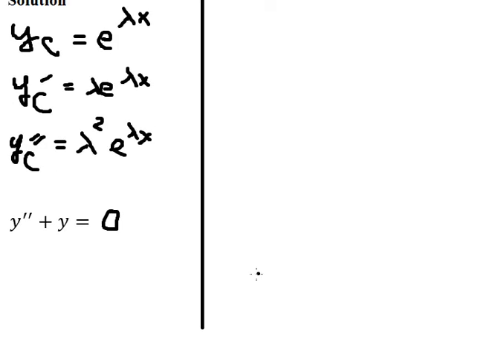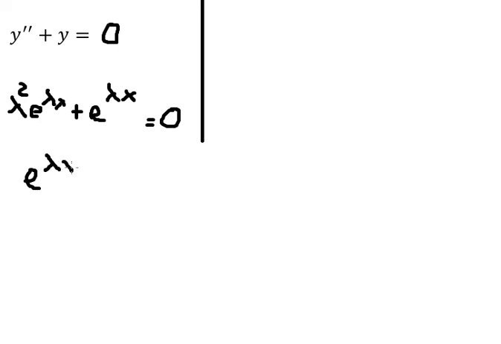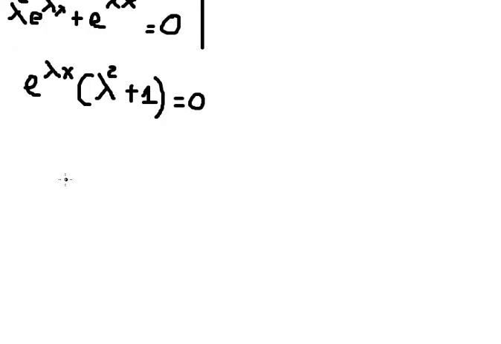So we have only y and the second derivative of y. So I will put this one gone here and this one gone here. Now we can do factorization by e to the power of lambda s. So we have lambda squared plus 1. So we need to find the solution of this one.